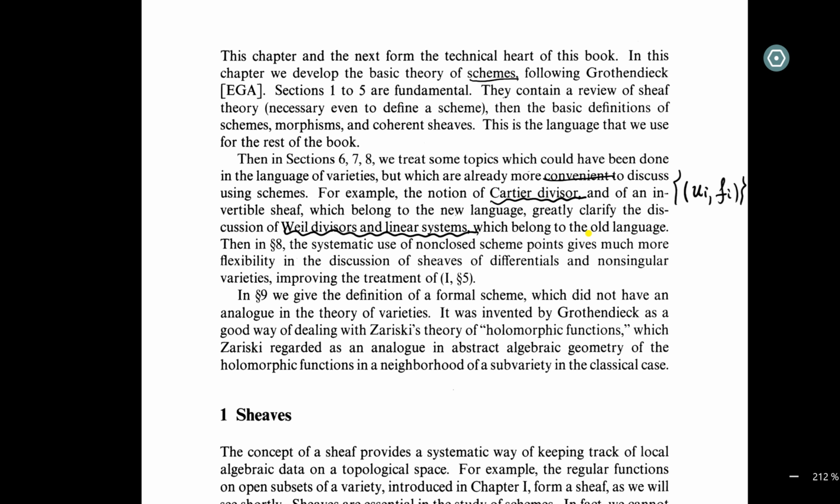This will actually be described by a sheaf. Actually, this will correspond to a line bundle, so a locally free sheaf of rank 1.